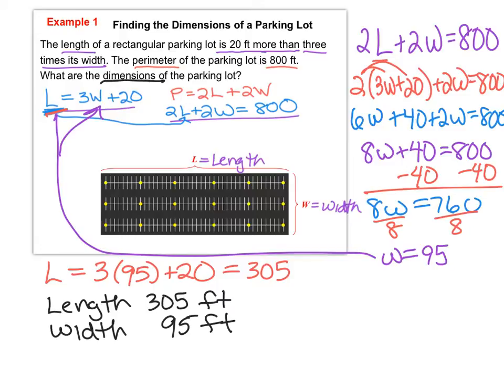So let's look at our check step here. Check. So if we let L equal 305 and W equals 95, we want to make sure that works in the first equation. So does L equal 3W plus 20?